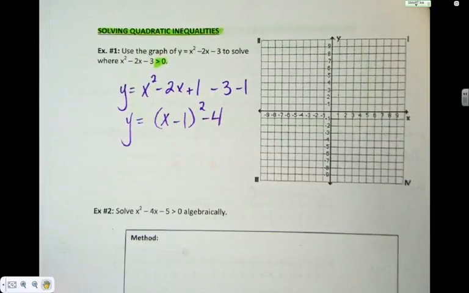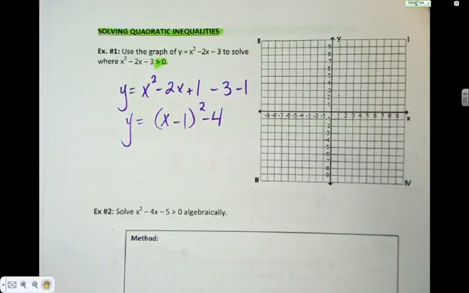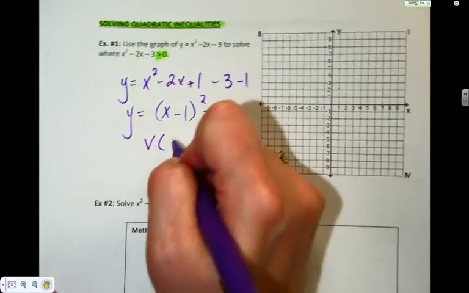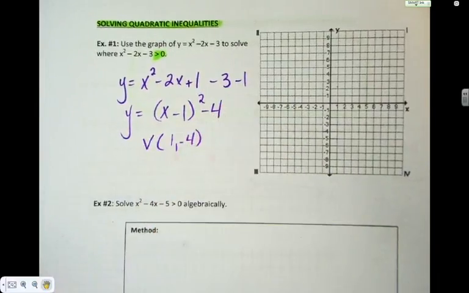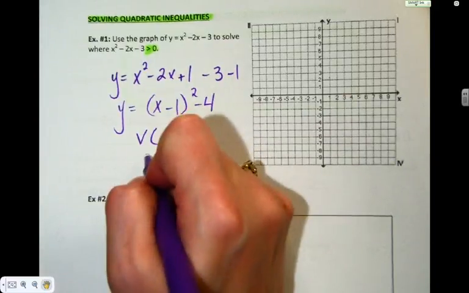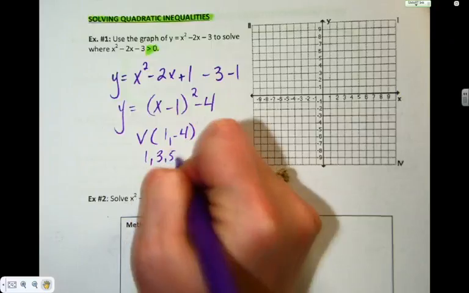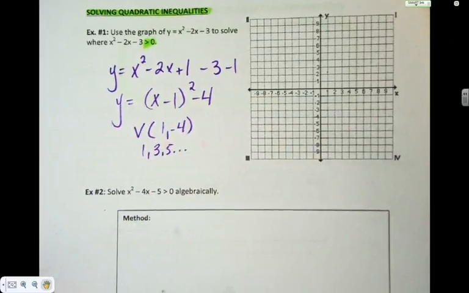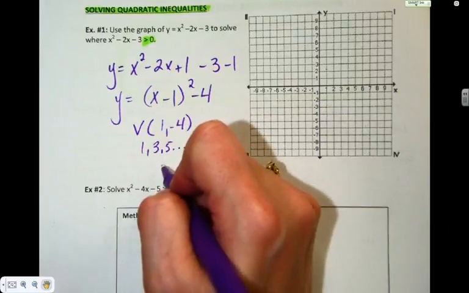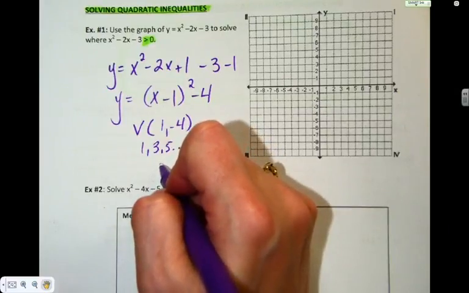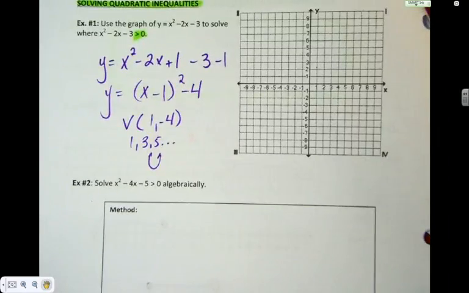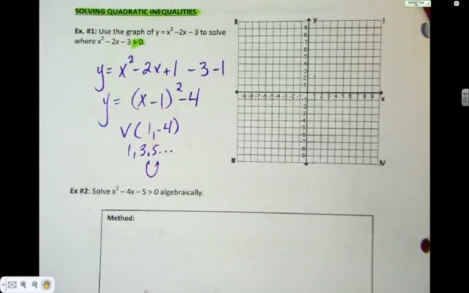Okay. What are the three pieces of information we need to graph a quadratic? Okay. Second piece of information? Okay. And the third piece of information? What do we graph first? Okay.